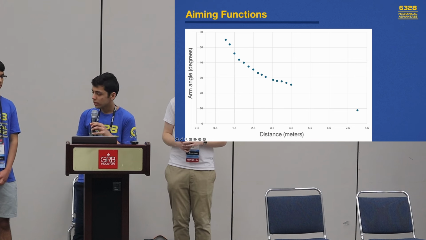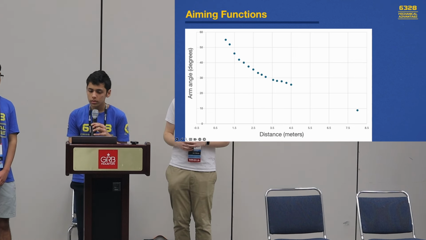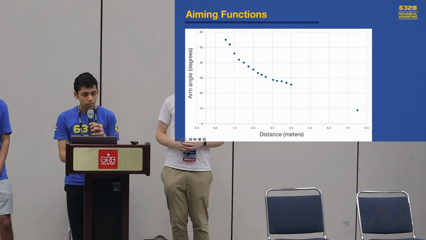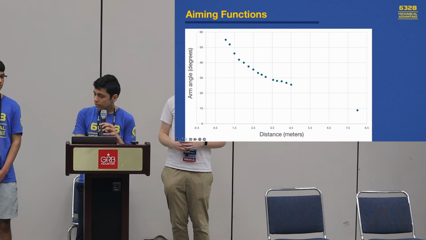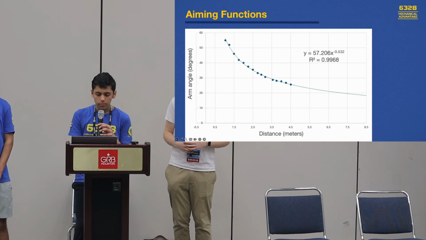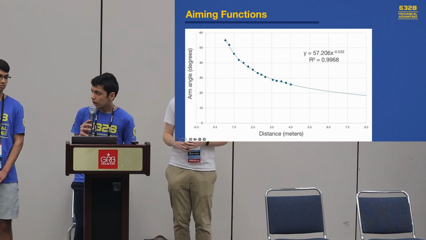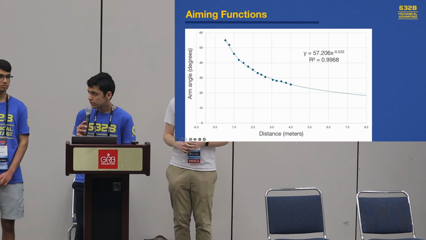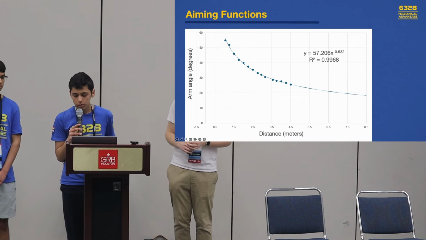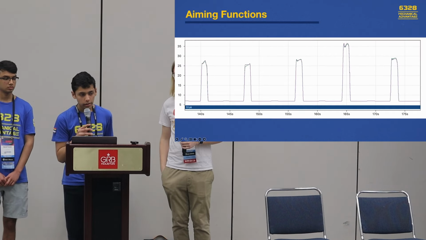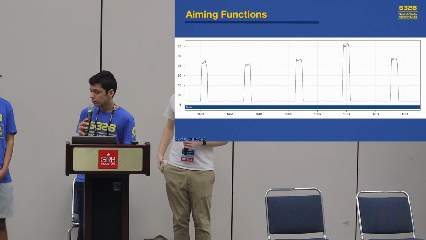It's kind of a naive way of deriving our arm angle. So instead, after the event, we made a better attempt at using a power function, and by fitting a trend line to this, we are able to make this function, which has a very high R-squared, 0.99, and this is likely to be a better predictor of how we want the arm to be shooting. And again, we can confirm the functionality of this by using replay.